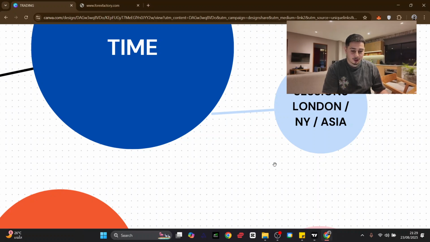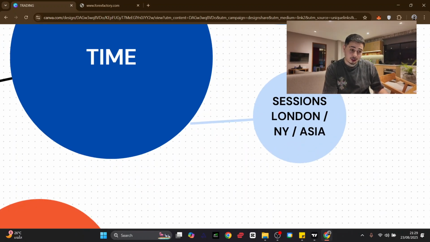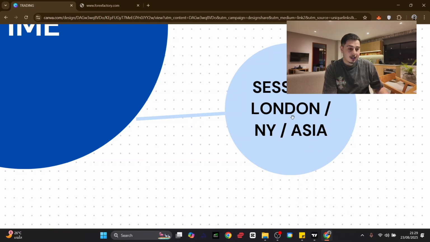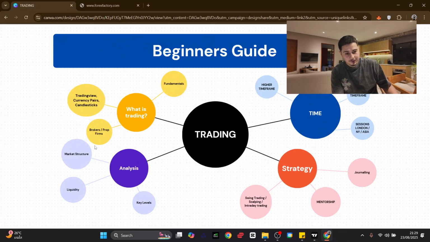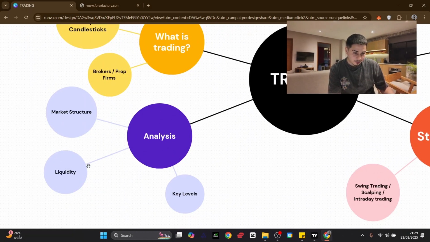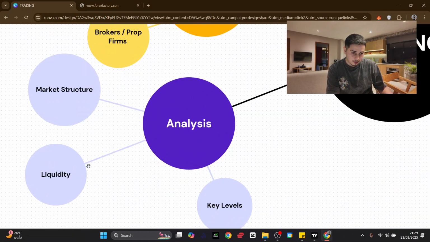All right, cool. And just on that as well, just as a bit of free game, Asia tends to consolidate, London tends to manipulate and set the low or high of the day, and New York session tends to be the biggest mover of the day. Okay, so yeah, note that down. That is some free game, but that's going to help you in your journey.